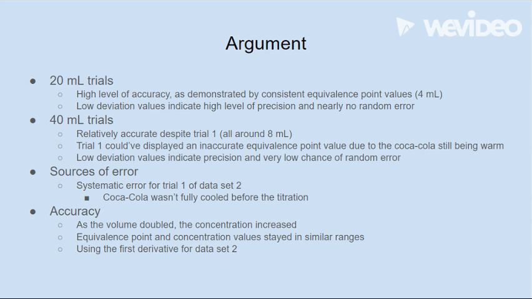As for accuracy as a whole, both datasets yield equivalence point values and concentration values that are similar to one another. This indicates that the values have a high level of accuracy. Additionally, as the volume of Coca-Cola doubled, the concentration of phosphoric acid also increased. To be specific, the concentration of phosphoric acid for the 20 milliliter trials was about 0.0054 molar, and the concentration of phosphoric acid for the 40 milliliter trials was about 0.0164 molar. Since the volume and concentration yield a direct correlation, the data sets can be deemed accurate.